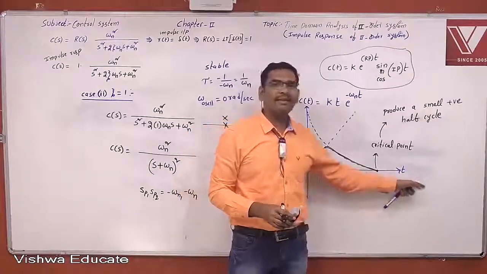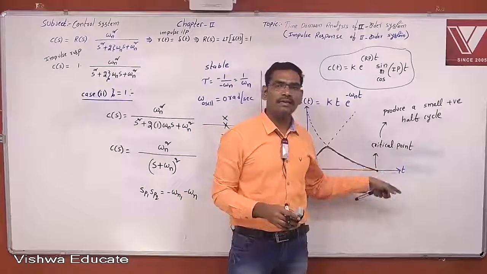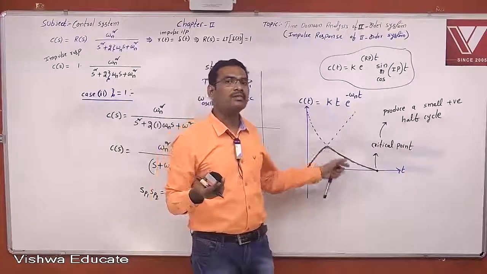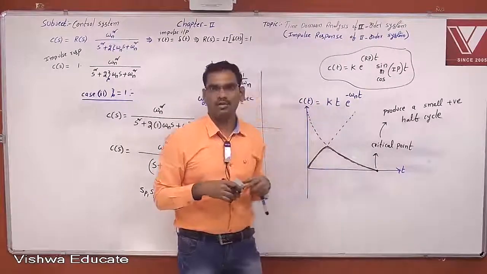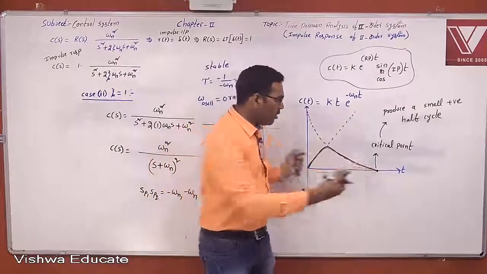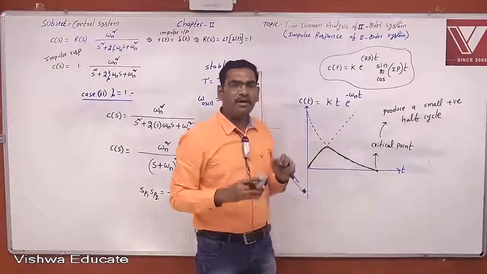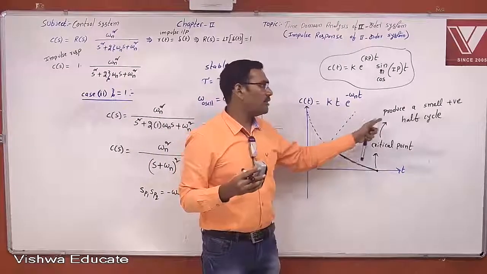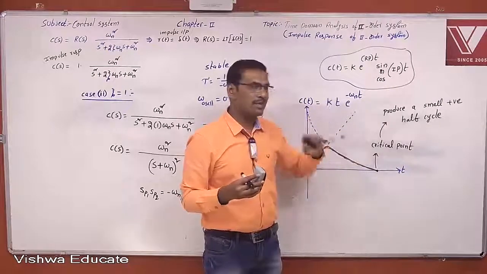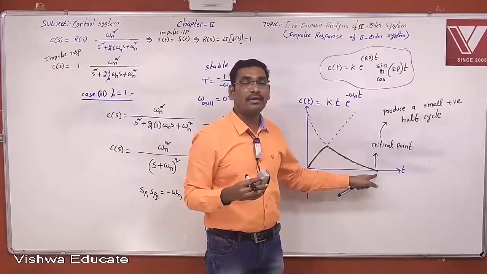So one more negative half cycle, one more full cycle, there may be a chance of time period, there may be a chance of frequency, whose nature is the same as that of delta equal to 0, completely oscillatory. But here at this critical point, all the oscillations are wound up, the oscillatory nature is gone, and the frequency of oscillation is 0 radians per second; it produces a small positive half cycle. Therefore that's why this point is called a critical point.